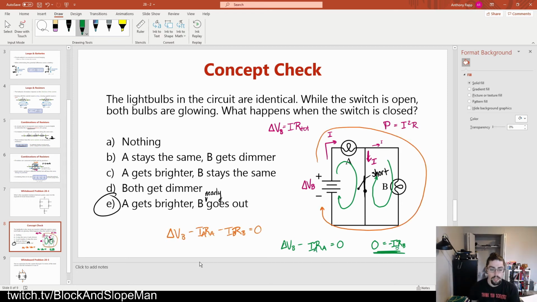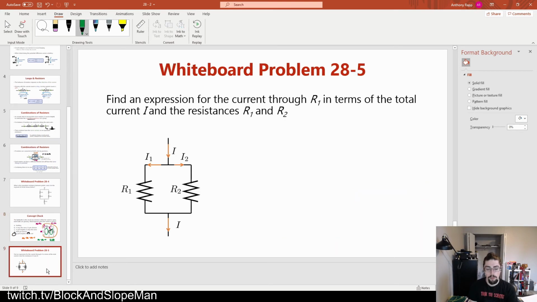Okay, so I'd like to take a look at one more whiteboard problem for the day here. We've got a little bit of a simpler circuit, although we don't know what's on the outsides here, right? We just know that current comes in, splits into two paths, goes through R1, R2, and then recombines. How much current is going through R1, and express that exclusively using I, R1, and R2?